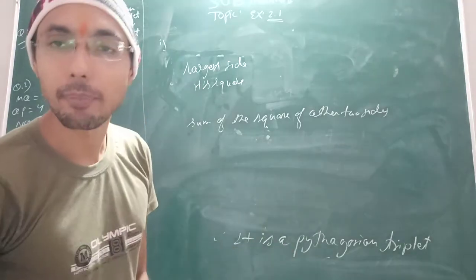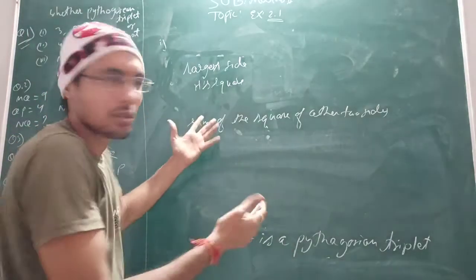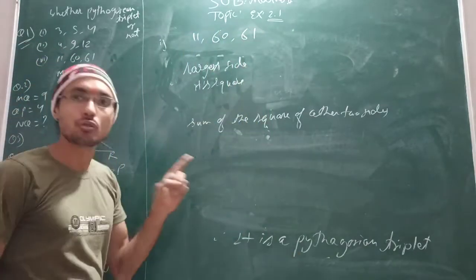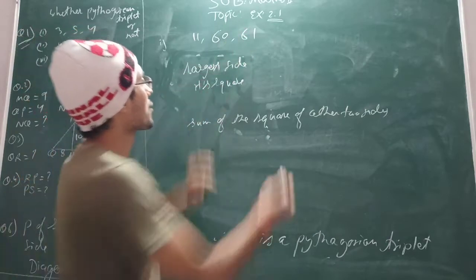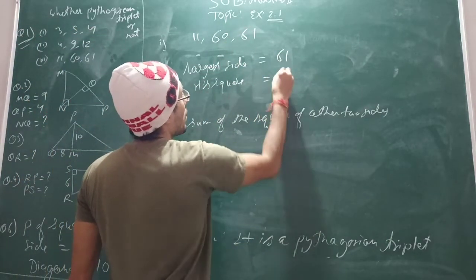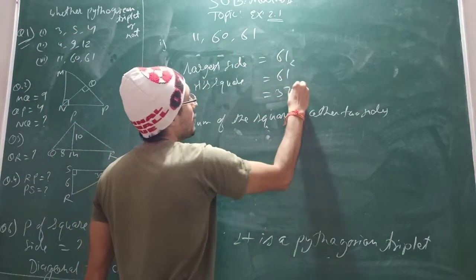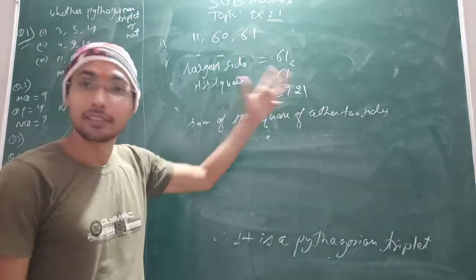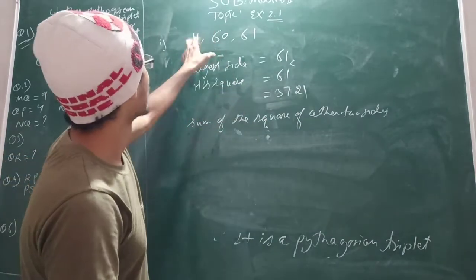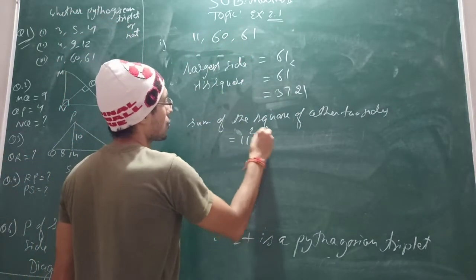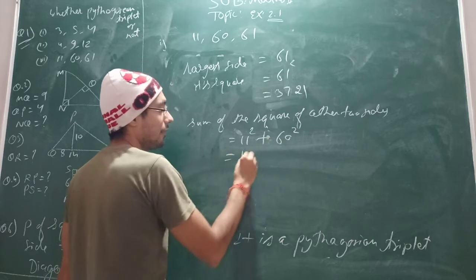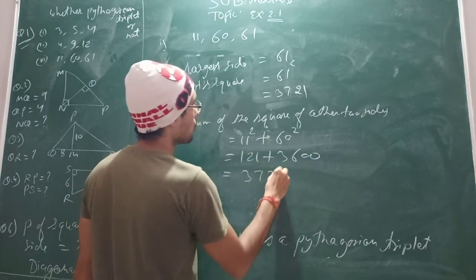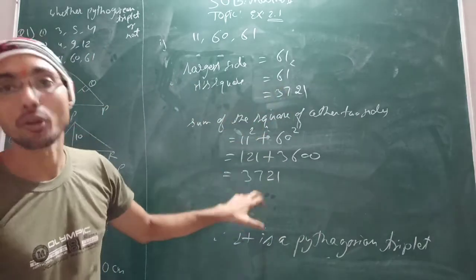It will be a Pythagorean triplet. The numbers are 11, 60, 61. We have to solve. The largest side is 61, and the square of 61 is 3721. I have had lots of practice with these sums, so I can write it directly. Next, the sum of the squares of the other two sides: 11 squared is 121, this one is 3600, add it: 3721. You can see both are equal.